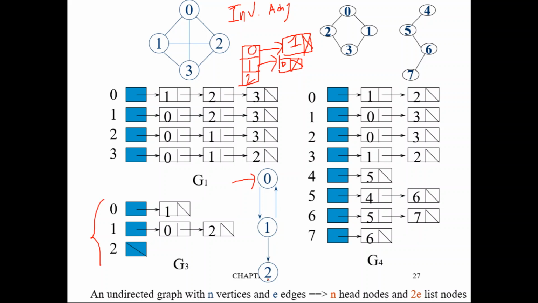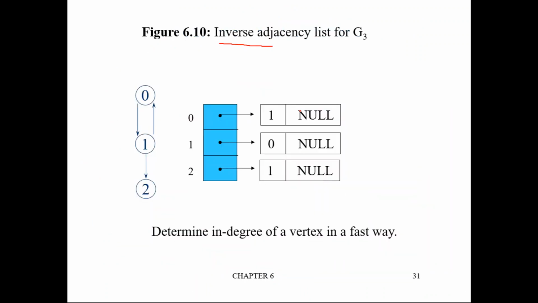Now take vertex 2. Does it have an incoming edge? Yes, it has an incoming edge from 1. So it will be represented like this, 2 to 1, which means there is an incoming edge to 2 from 1. This is how we represent the inverse adjacency matrix. For this graph, 0 has one incoming edge from 1, 1 has one incoming edge from 0, and 2 has one incoming edge from 1.